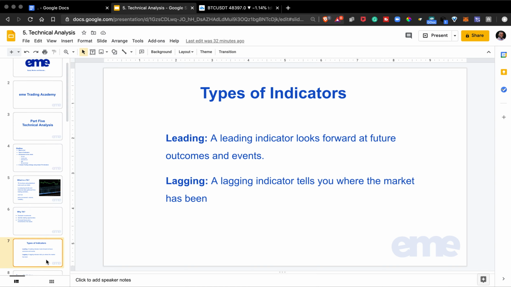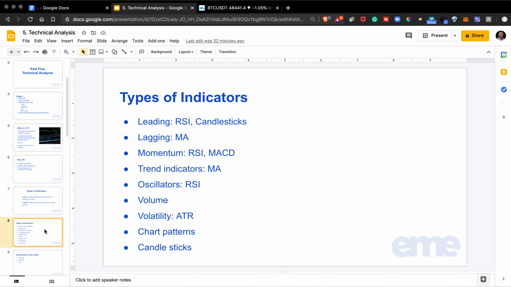Now there are two types of indicators basically. The leading indicator, which tries to look at future outcomes and events, and the lagging indicator, which tells you where the market has been. Now, indicators are many. They are all over the place. There are some custom indicators. There are a lot of things you can find, and as you grow as a trader, you tend to realize which one works for you best. You don't have to use everything.